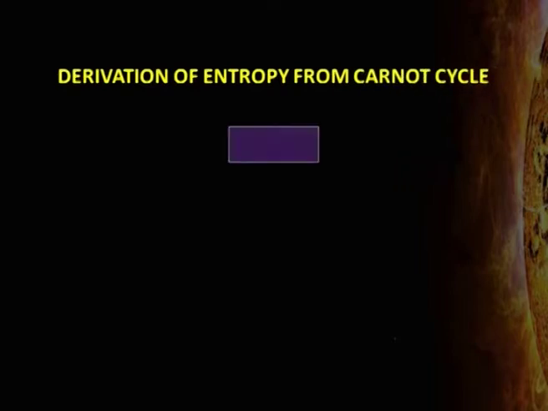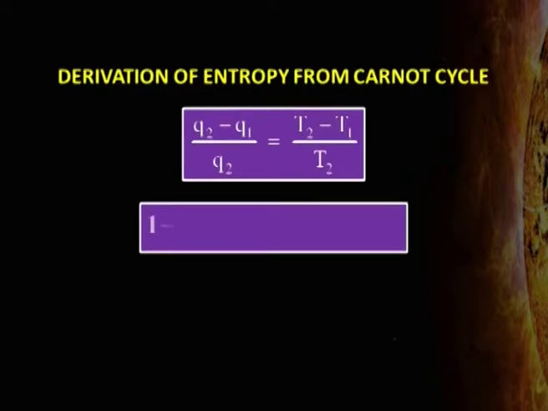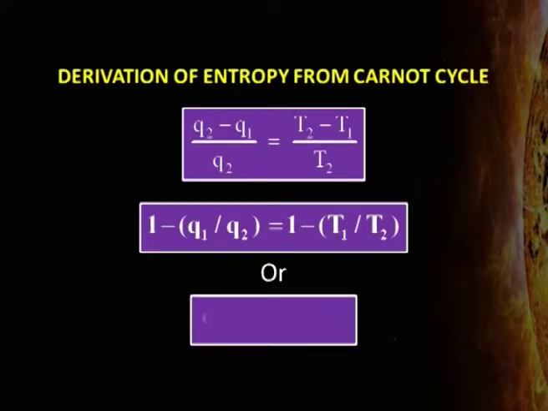Now we can derive an expression for the entropy through Carnot cycle. The equation which we derived from Carnot cycle, (Q2 minus Q1) upon Q2 equal to (T2 minus T1) upon T2, can be rearranged as 1 minus Q1 upon Q2 equal to 1 minus T1 upon T2, or we can say that Q1 upon T1 equal to Q2 upon T2.